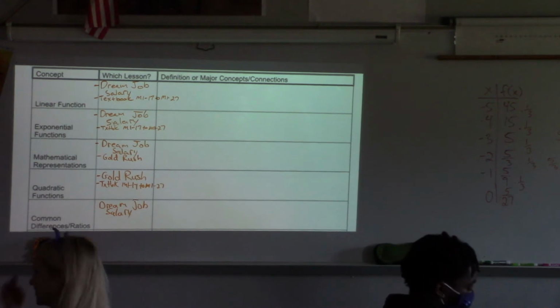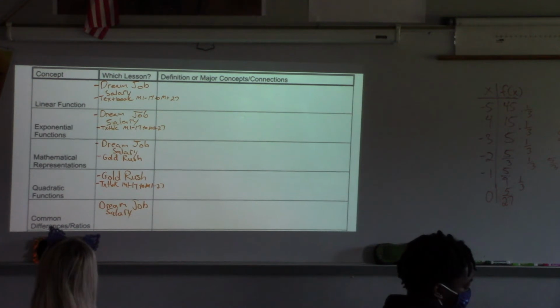Anyways, so we go to these lessons to find all this information. The whole point though that I was trying to make is fill this out as we're coming upon these concepts.